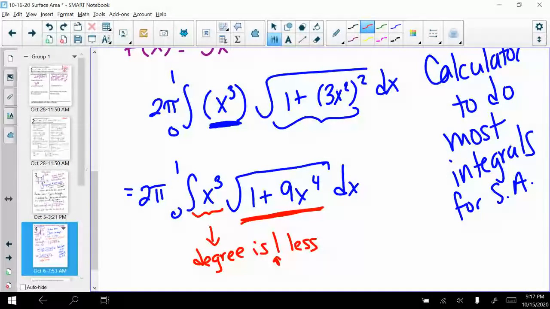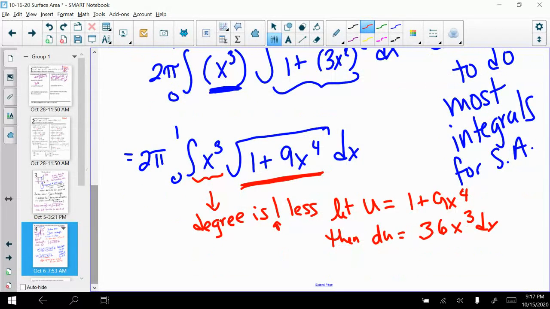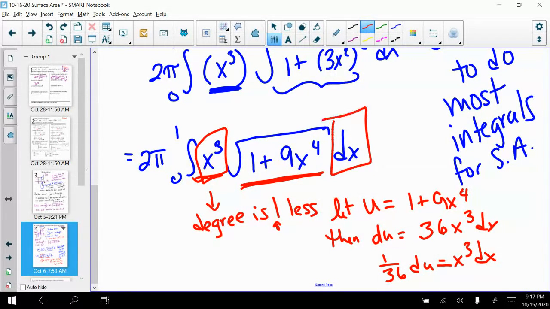One less specifically is great for derivatives because it lends itself well to a u sub, right? Because every time we take a derivative, the power goes down by 1. So if we try to make du be the stuff inside the square root, because that square root's going to be problematic for sure, then du would be 36x cubed dx. And that's wonderful because we have an x cubed there. So we go 1 over 36 du, and we get x cubed dx, which we have here.